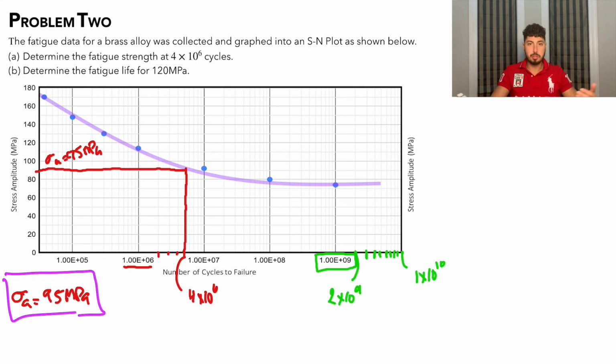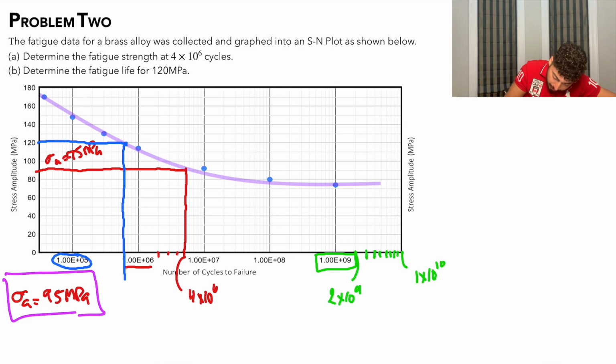So part B, we're going to be doing the opposite because it wants us to determine the fatigue life for 120 megapascals. So now let's go to our graph at 120 megapascals, go into our data or our curve fit, and come all the way down. Now that point right there, we can see is some value times 10 to the 5. So 1, 2, 3, 4, and 5. So this is going to be 5 times 10 to the 5 cycles to failure.